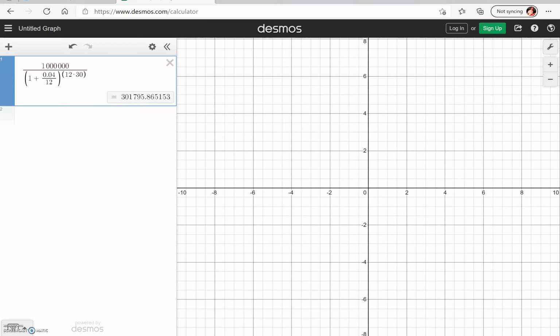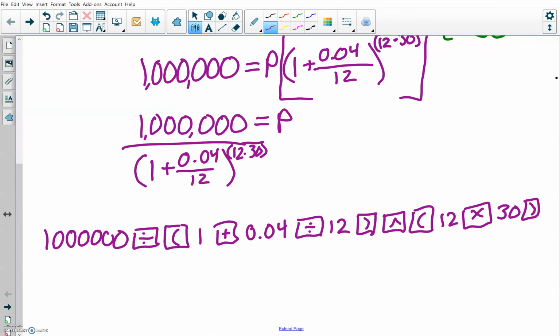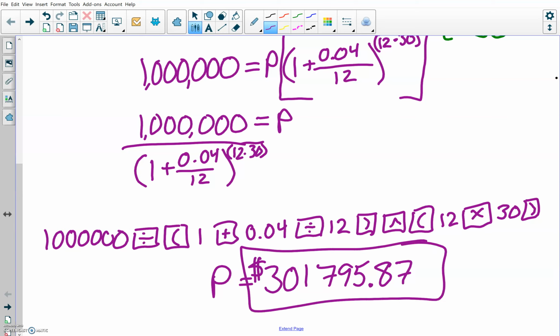If you do that, you'll see the answer becomes, and they usually want you to round to the nearest cent here, $301,795.87. So that would be the amount, your principal or your present value, $301,795.87. And that would be the answer to that problem.